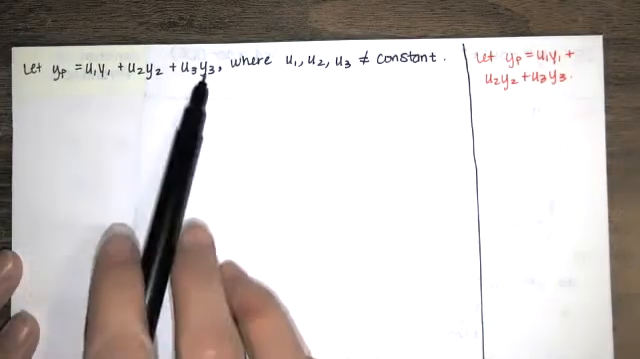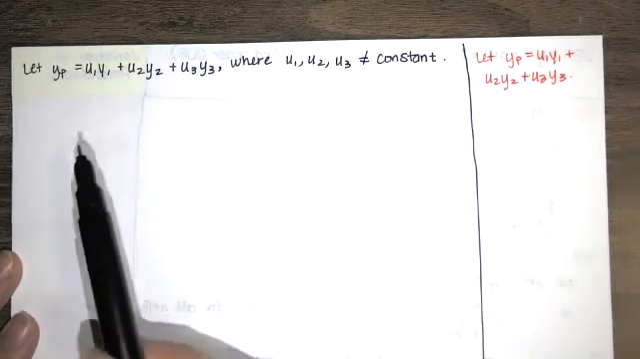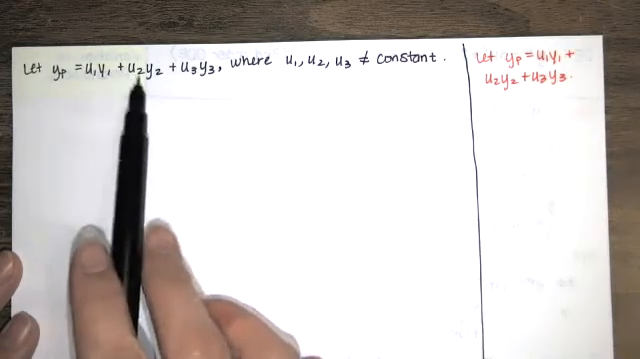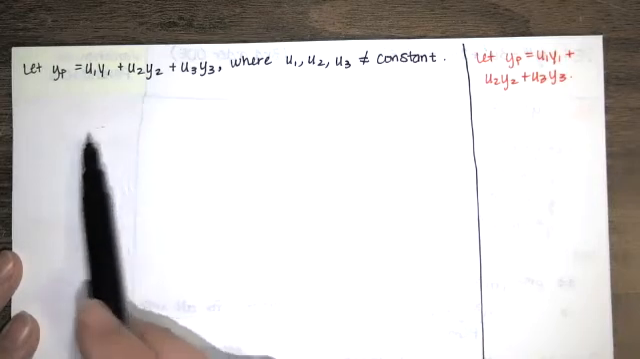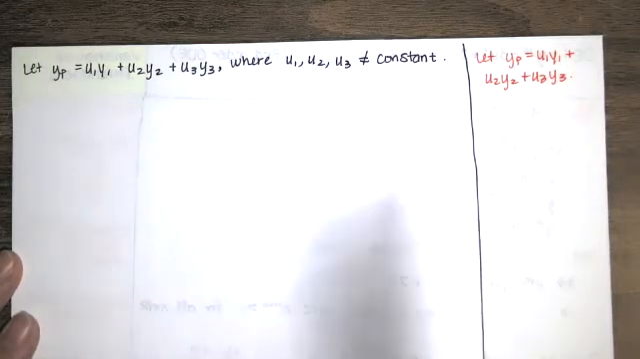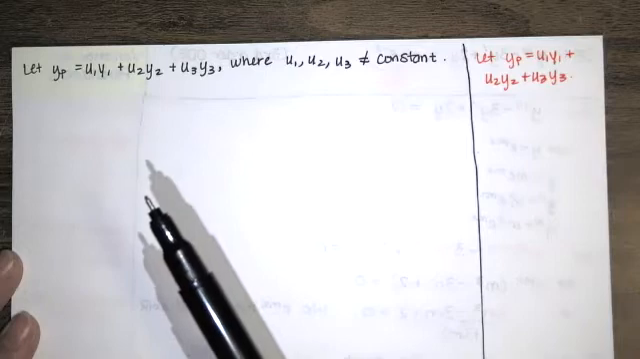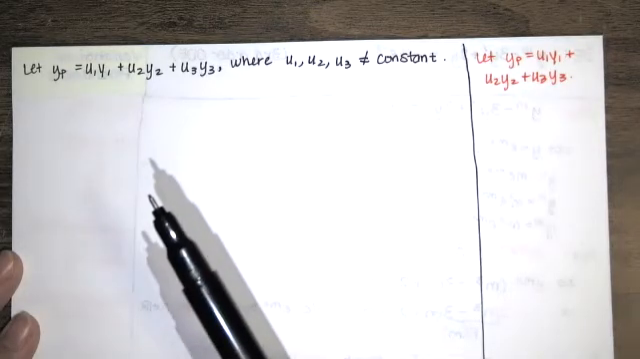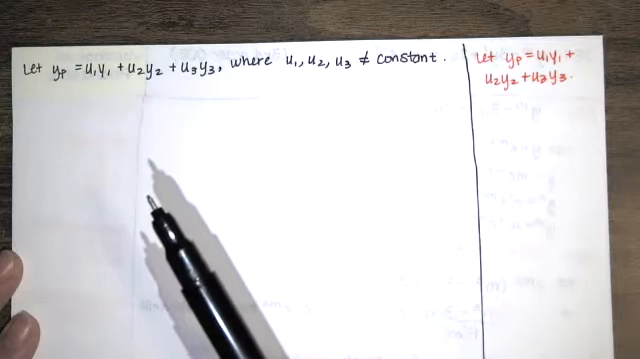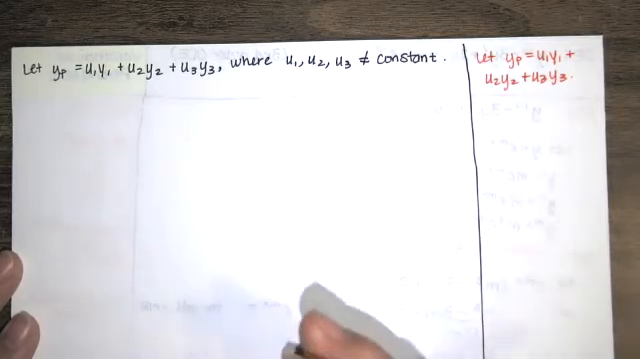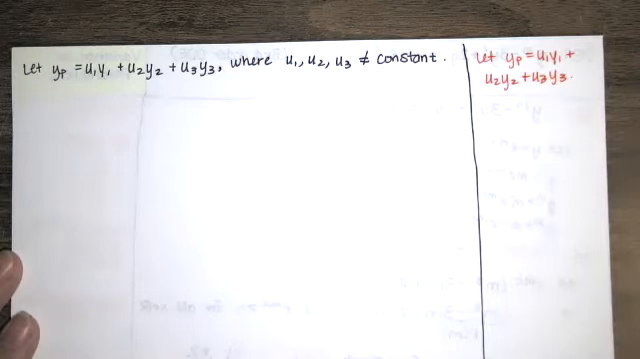We said if y sub p is a solution to the non-homogeneous equation for unknown functions u1, u2, and u3, if we take the first, second, and third derivative and substitute into the differential equation, and we make some assumptions about a couple of equations involving u1 prime, u2 prime, and u3 prime, then what falls out of that is another equation involving u1 prime, u2 prime, and u3 prime. So we've got 3 equations with 3 unknowns, and we can solve that system using Cramer's rule.